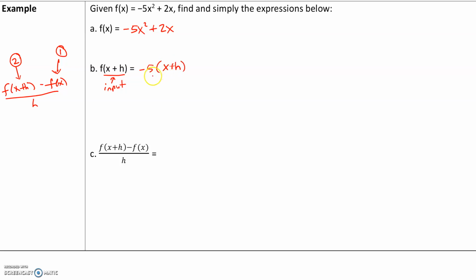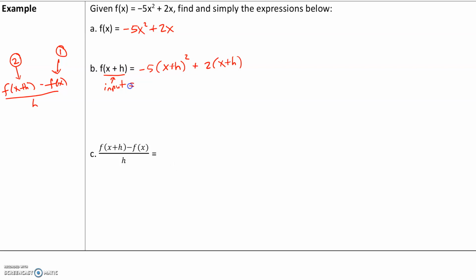So I get negative 5 times x plus h squared. Notice what's happening. Instead of x squared, that x gets replaced with the input, which is x plus h. Instead of 2x, we are going to replace the x with the input. These x's always get replaced with the input in the parentheses. Now it's a matter of simplifying.